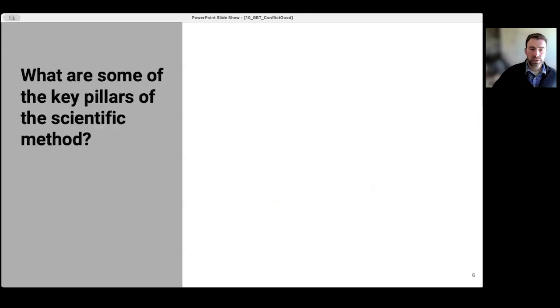Take 30 seconds, write some points down here. What are some of the key pillars of the scientific method? What is the scientific method? What are the processes through which we operate in terms of innovation and discovery?